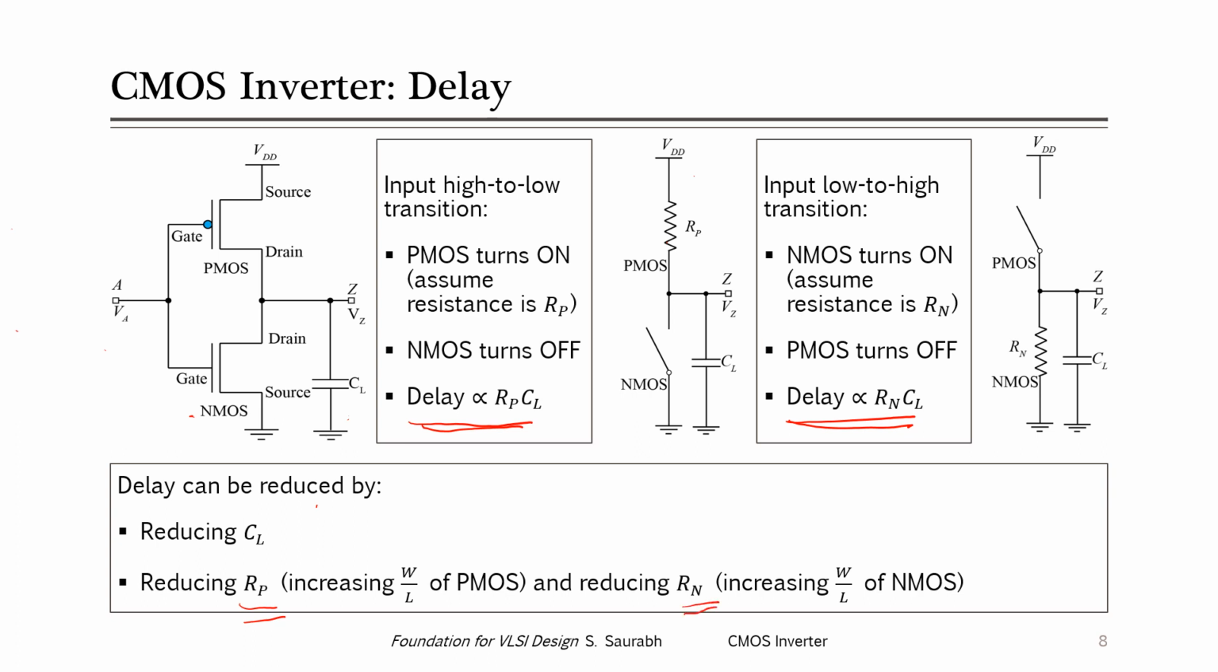And how can we reduce RP? We can reduce it by increasing the W by L of the PMOS, meaning that we widen, or increase the size of the PMOS. And similarly, we can reduce Rn by increasing the width of the NMOS. So if we increase the width of the PMOS or NMOS, the corresponding delay will decrease, right? That is what we expect. So this is a very simplistic model for the delay of a CMOS inverter, but these are the most basic, fundamental things that you should be familiar with for a CMOS inverter, so that you can use these concepts later in advanced courses.